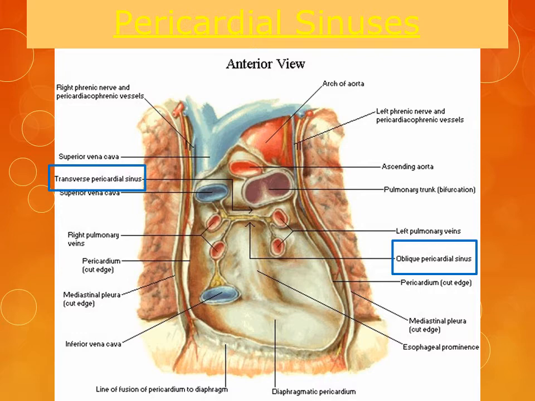This is the pulmonary trunk, which bifurcates into right and left pulmonary artery. These are the left and right pulmonary veins. We have four veins, two right pulmonary veins and two left pulmonary veins. This one is the oblique pericardial sinus, which is present posteriorly. This is pericardium. This is mediastinal pleura. This one is the esophageal prominence, and this is the inferior vena cava.